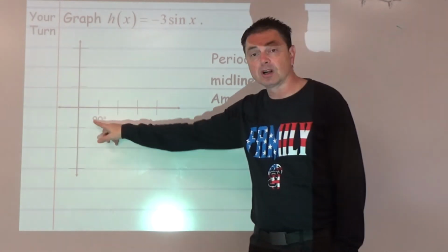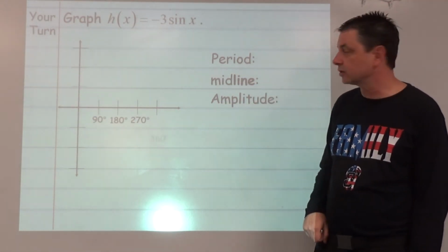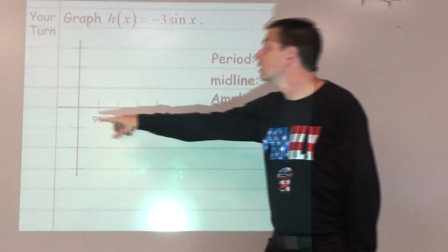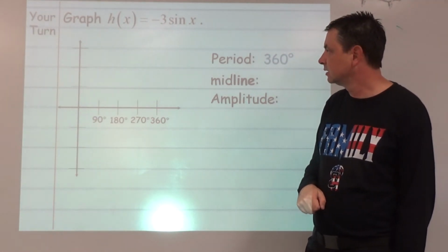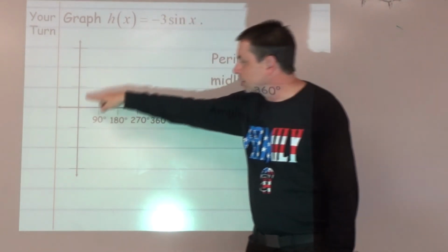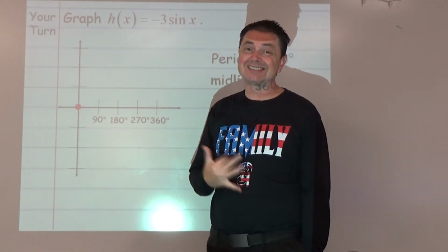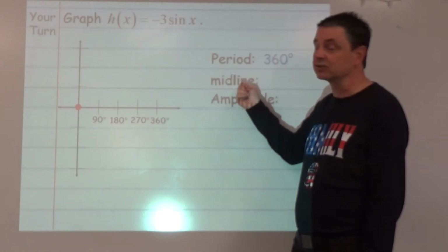All right, let's label our scale: 90 degrees, 180 degrees, 270 degrees, 360 degrees. We know that our period is going to start and finish at 360 degrees. Sine starts on the x-axis. Technically, it's really going to start on the midline. That's what's going to happen.